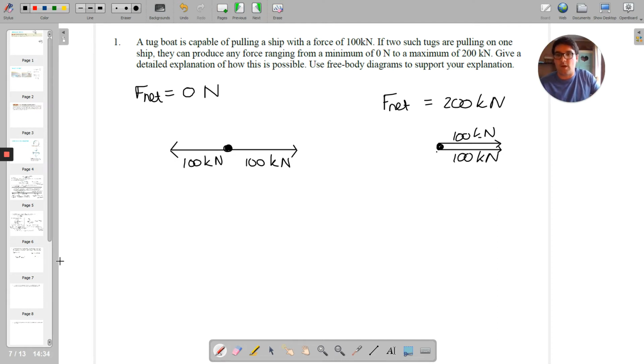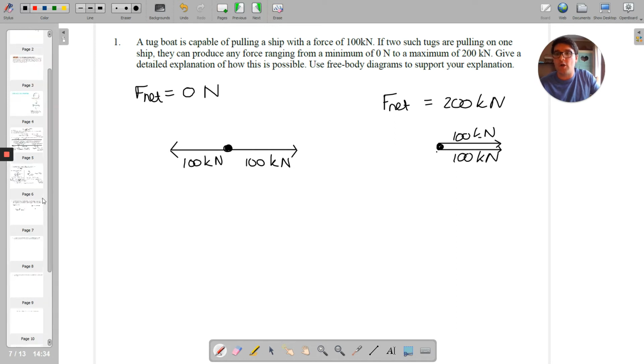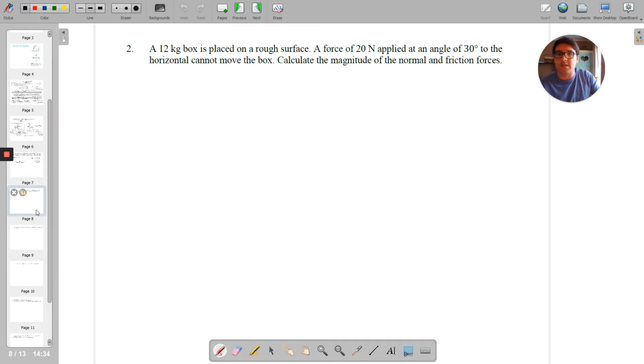So that's question 1. If we move on to question 2, they say a 12 kilogram box is placed on a rough surface. A force of 20 newtons applied at an angle of 30 degrees to the horizontal cannot move the box. Calculate the magnitude of the normal and friction forces. Okay, so if we draw an image of this situation, we've got a box on a surface, and we've got a force acting at an angle of 30 degrees. Okay, so there's our force, and this force has a magnitude of 20 newtons.